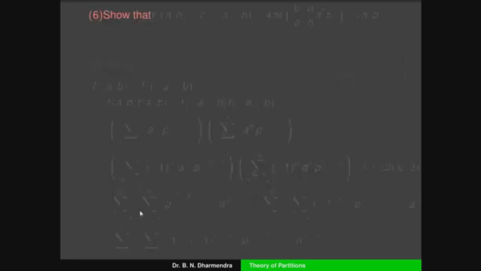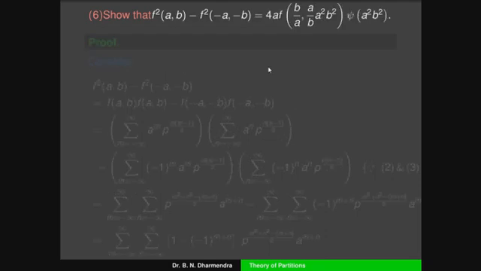Show that f square of a comma b minus f square of minus a comma minus b is equal to 4 times a into f of b by a comma a by b into a square into b square into xi of a square b square. We have to cancel the terms here also: b, and here b square is in the numerator, that becomes b, and multiplying gives a cube b. So it should be in terms of uniformity of the power. That's a beautiful result. That's why we can write a by b into a square b square.